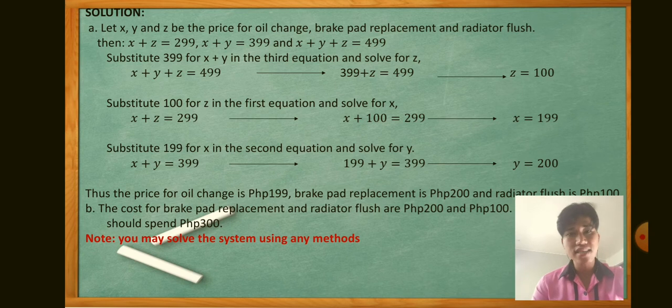Thus, the price for oil change is 199 pesos, brake pad replacement is 200 pesos, and radiator flush is 100 pesos. So the answer is B: the cost of brake pad replacement and radiator flush are 200 pesos and 100 pesos. So that's why he should spend 300 pesos.